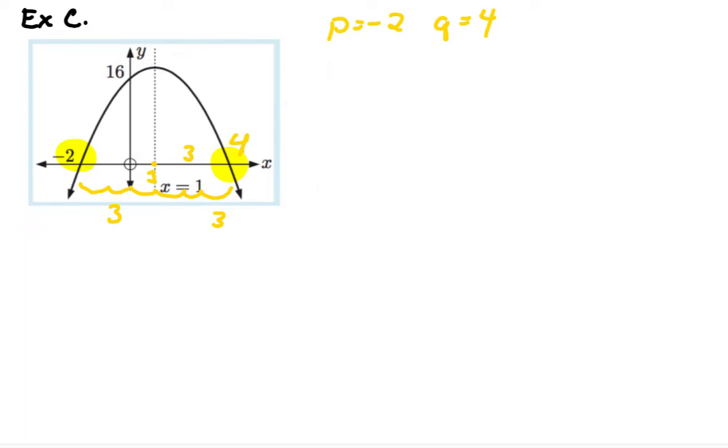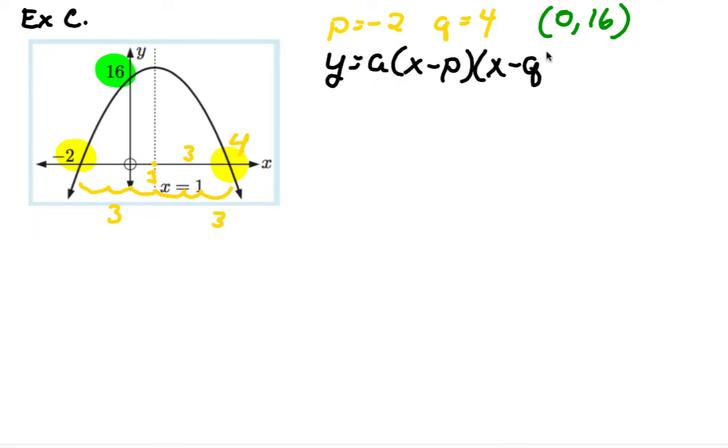Then I need to identify my one additional point. So they identify the y-intercept here of 16. So my additional point would be 0, 16. So since I know my x-intercepts, I'm going to use my intercept form of the equation. I'm going to replace P with -2, and I'm going to replace Q with 4.